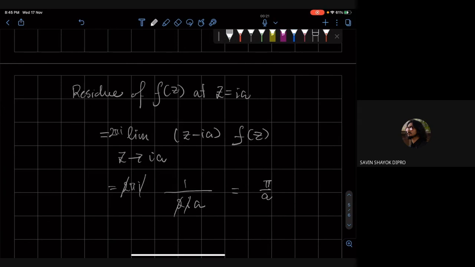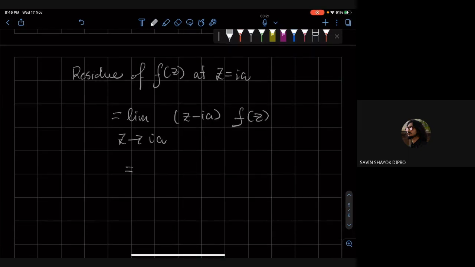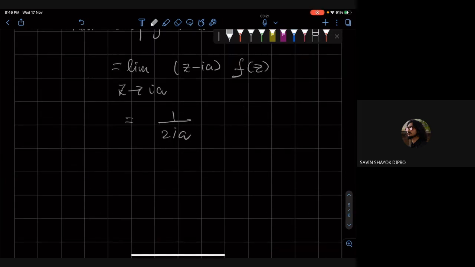Sorry, that's not the residue. My bad. The residue does not have any 2 pi. That's just what we need for the theorem if we are going to do an integral. So the residue here is 1 over 2ia, and the residue at the other point is going to be minus 1 over 2ia, okay?